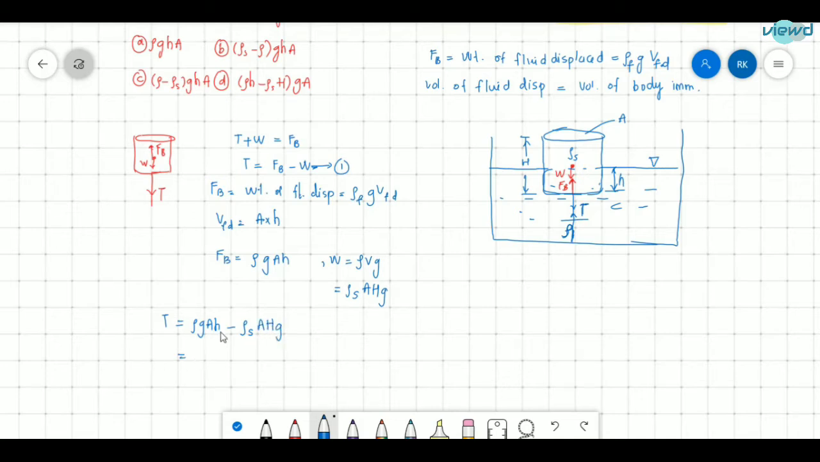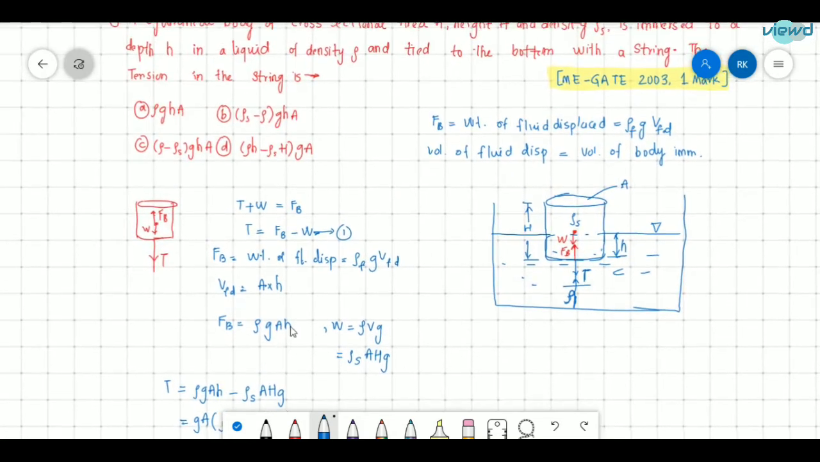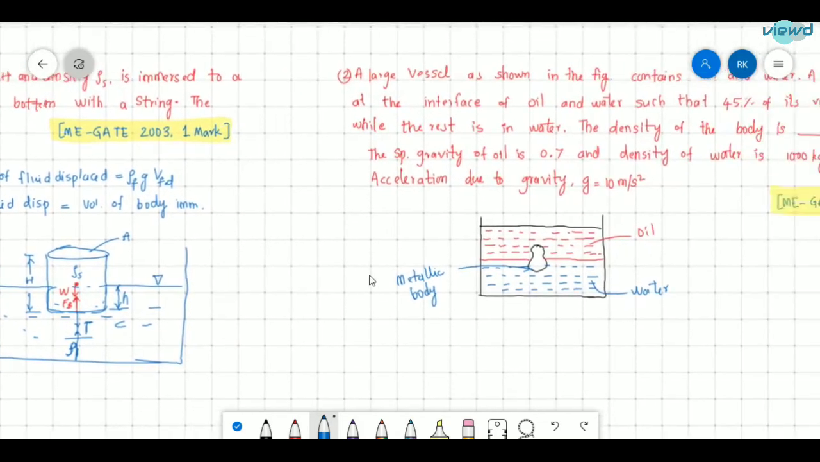So if you take g and a common, and (rho h minus rho s) into capital H, this is the tension in the wire. So option D is the correct answer. Next, let us see another question.